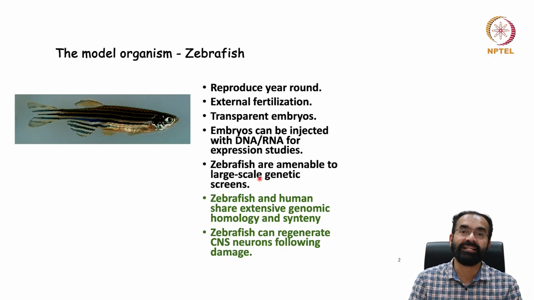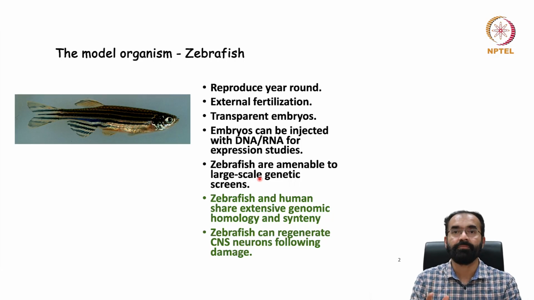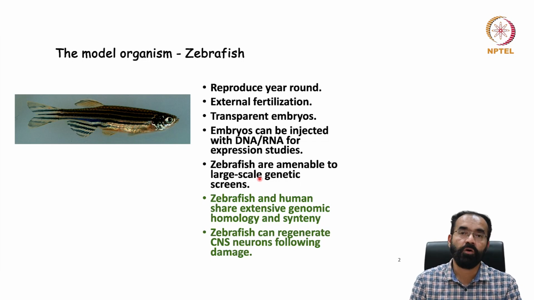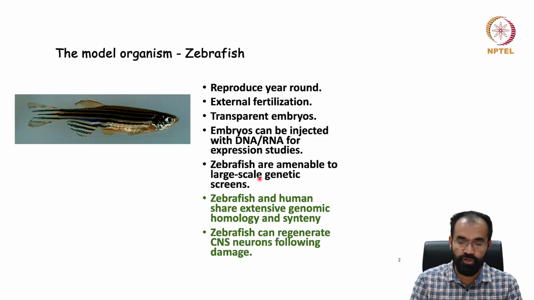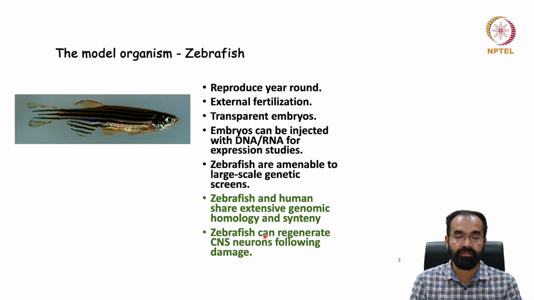Zebrafish shares extensive genomic homology and synteny with humans. Synteny is the order in which the genes are arranged in a chromosome, and homology is the sequence similarity. That means the functional similarity is attributed to the sequence similarity. So homology and synteny are hallmarks of deciding whether or not an organism is suitable to study human physiology or genetics. Zebrafish can regenerate central nervous system neurons following damage. That makes it a more attractive model organism when regeneration biology is concerned.